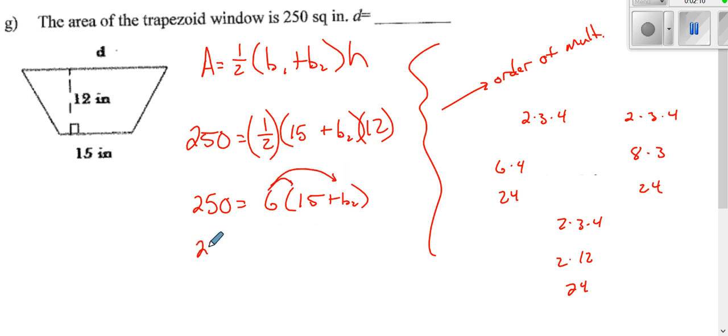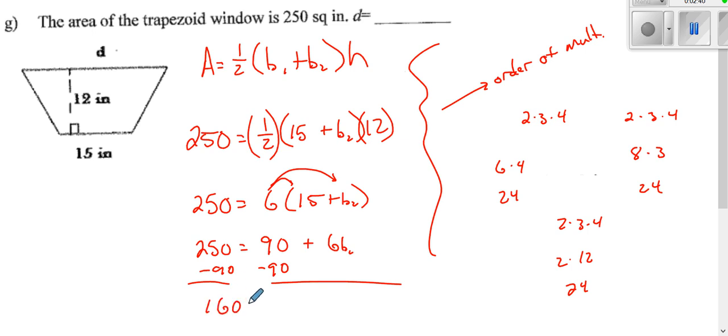So we got 250 equals, and then 6 times 15 would be 90, plus 6b. Subtract 90. 250 minus 90. I really don't want to do that in my head, but let's see here. If it was minus 100, it would be 150, but it's only minus 90, so 160. I hope that's right.